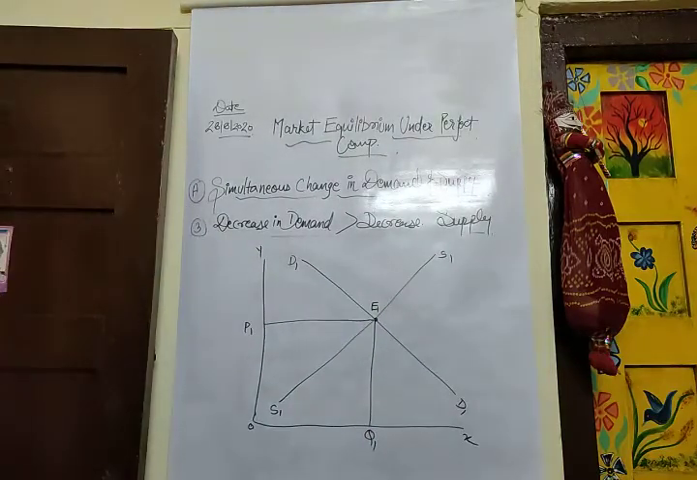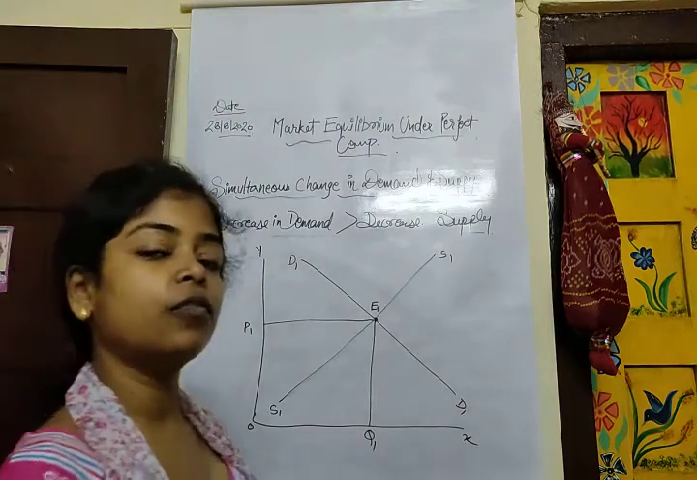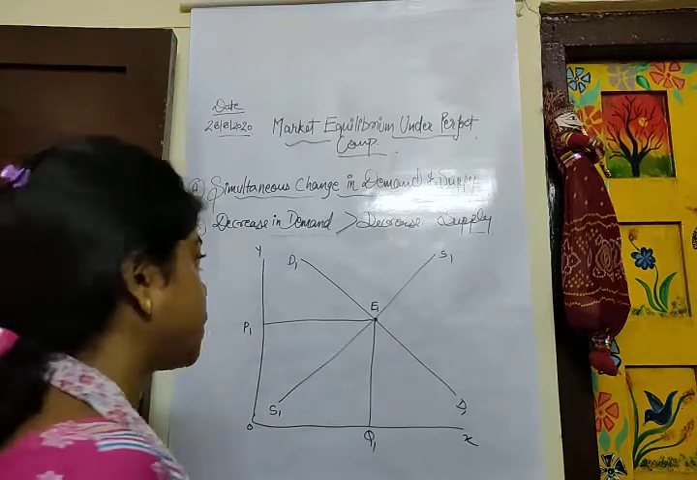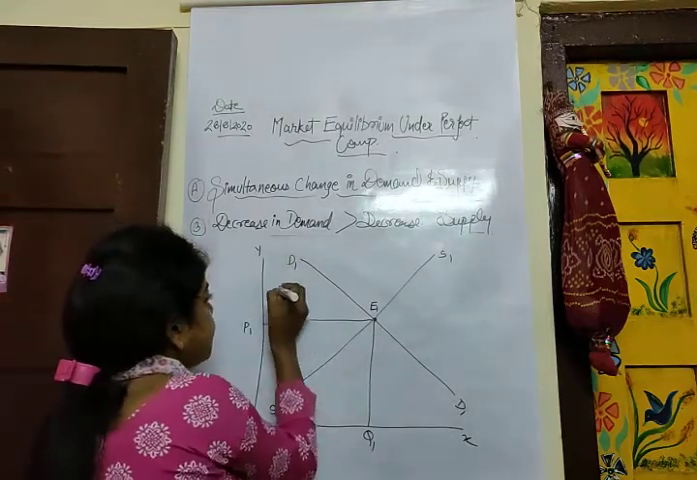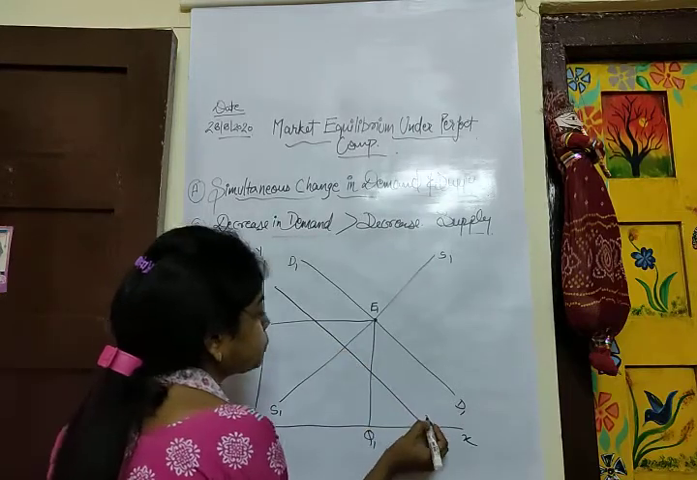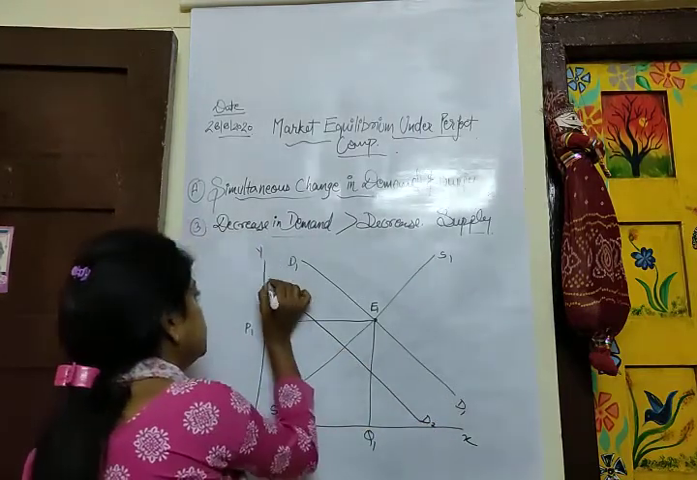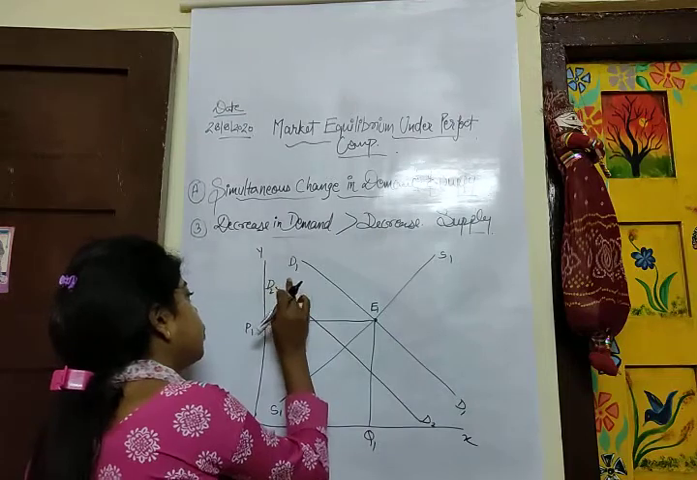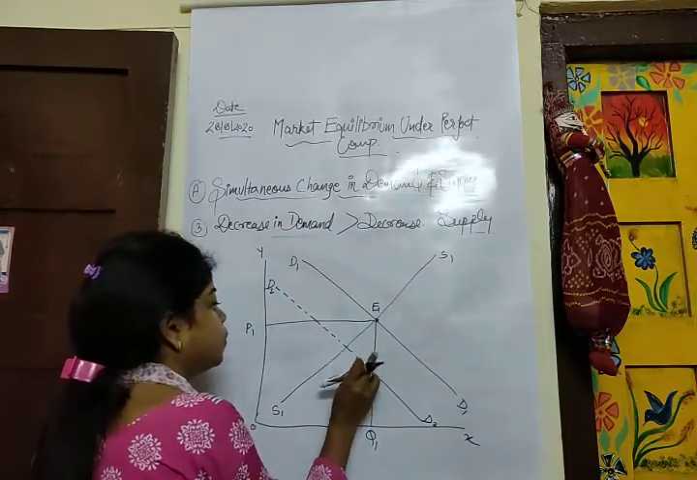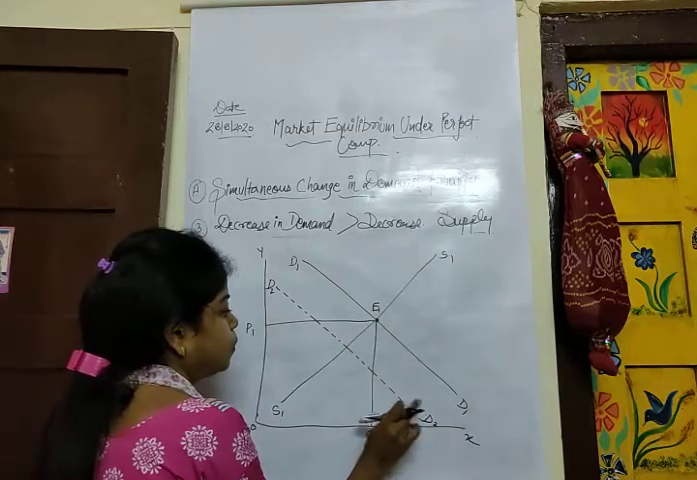Now decrease in demand. When the demand decreases, the curve goes downward, and the decrease in demand is greater than the decrease in supply. So demand is decreasing like that. This is D2, in dotted form.